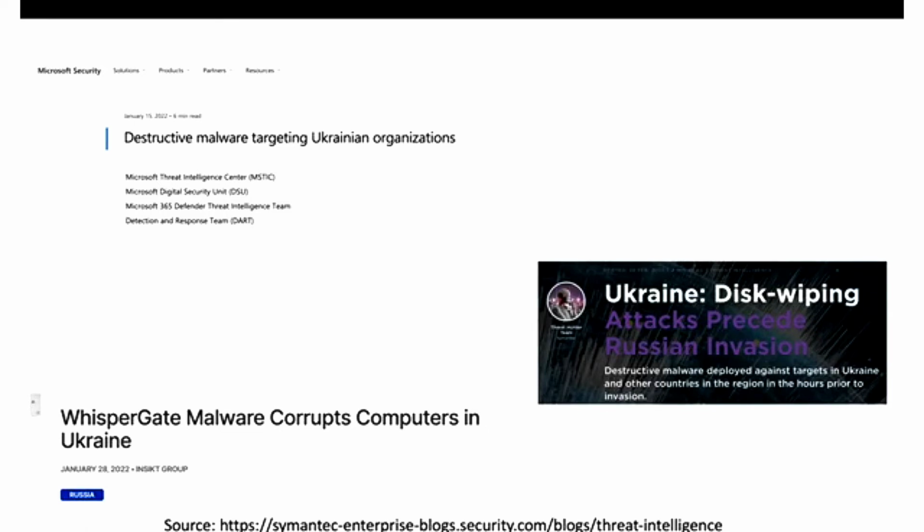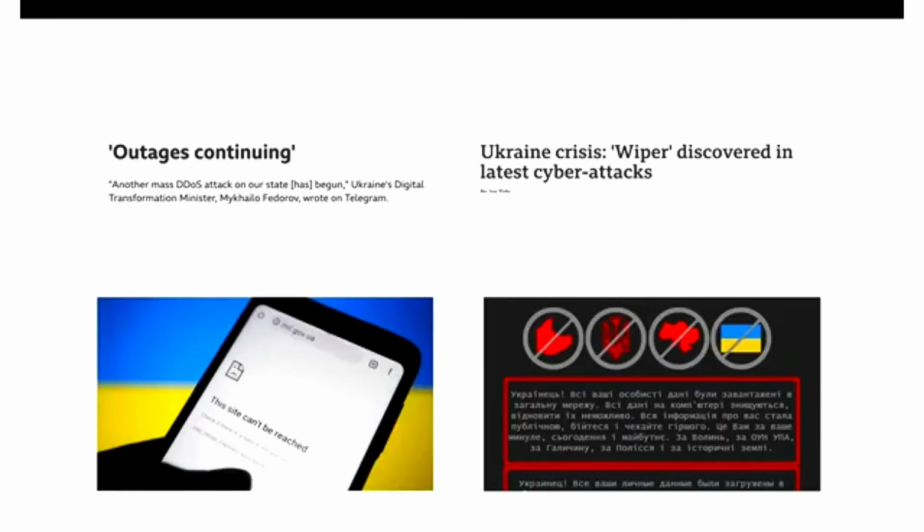Once you can't communicate over emails, which is the most common way of communicating apart from phone, it's very hard to send messages to your units. Okay, and then of course the ministers are telling that there have been a lot of attacks on their government websites, so sites are down, and Viper malware is again part of a lot of these attacks.